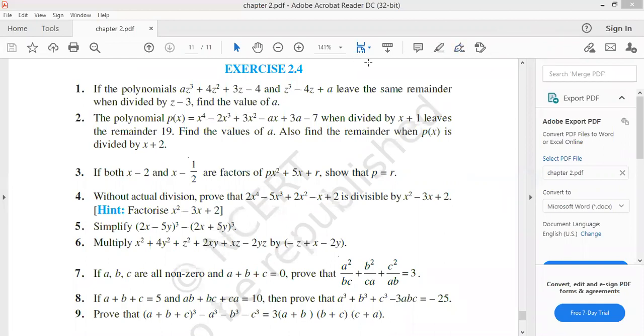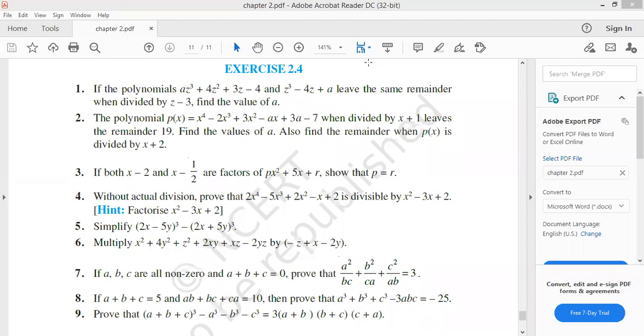Okay, now we have completed exercise 2.3 yesterday, so we'll start with exercise 2.4 now. In 2.4, question number 1: if the polynomials az cube plus 4z square plus 3z minus 4 and z cube minus 4z plus a leave the same remainder when divided by z minus 3, find the value of a.